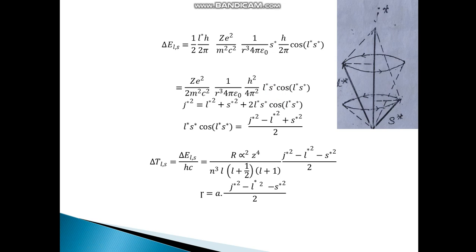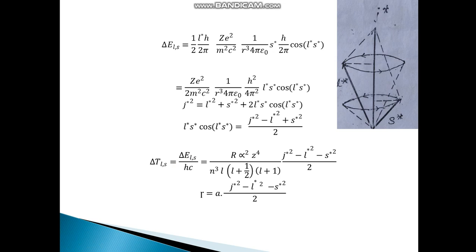In the field of free space, both orbit and spin are free to move, so that L star and S star will precess around their resultant J star. Therefore, we can write J star squared equals L star squared plus S star squared plus 2 L star S star cos L star S star. Or L star S star cos L star S star equals J star squared minus L star squared minus S star squared. This one is minus, not plus. My mistake, sorry.